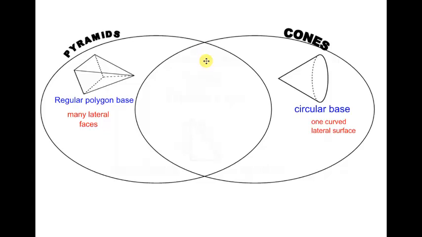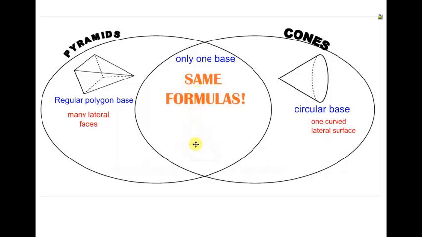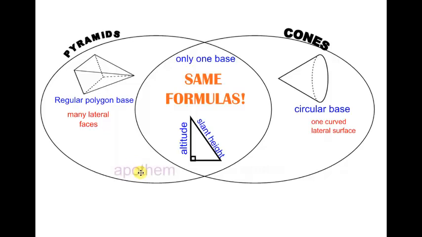But what do they have in common? Well, they both only have one base, and that means they use the same formulas, and that's really awesome. They also have this little internal right triangle built of the slant height, the altitude, and down at the bottom, depending on what it is, the apothem if it's a regular pyramid, or the radius if we're talking about a cone. So that distance right there is different for those.